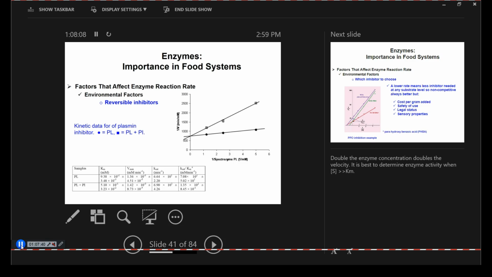From what you see here, do you think the plasmin inhibitor is a competitive or non-competitive inhibitor? Competitive inhibitor. So let's look at the Km value. The Km value increased, here by about 5 times. Here it's -1, this is -2. It went from about 10 to 5.